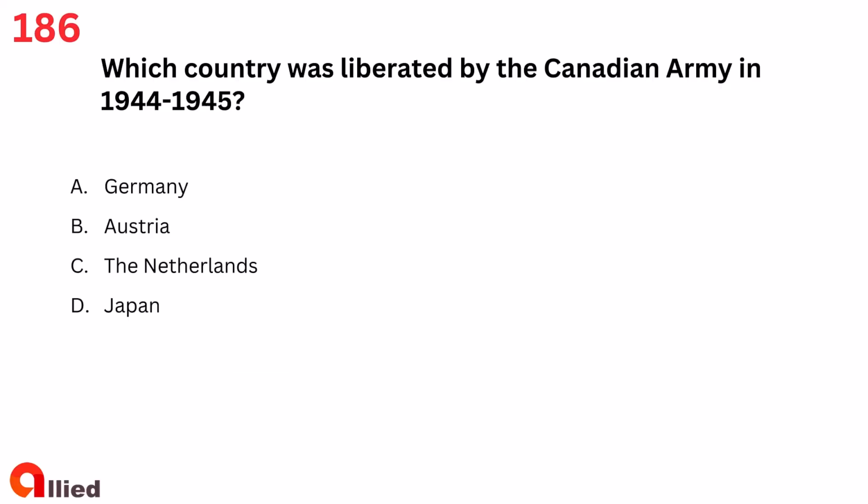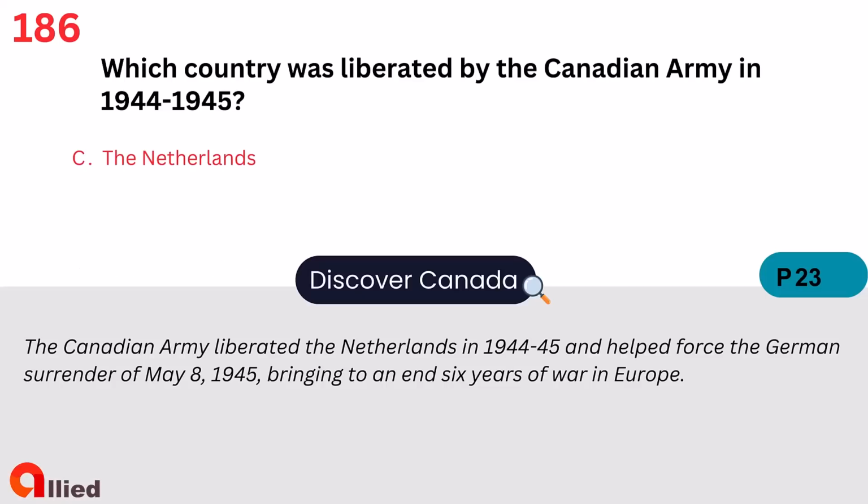Question 186. Which country was liberated by the Canadian Army in 1944 to 1945? A. Germany. B. Austria. C. The Netherlands. D. Japan. The answer is C.